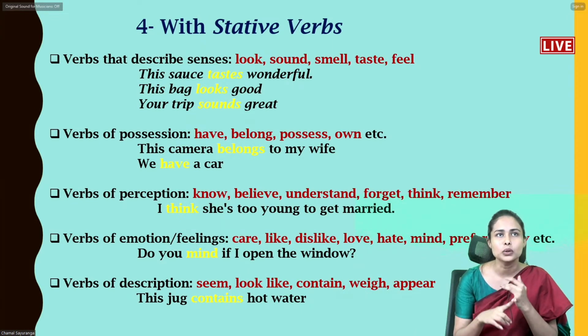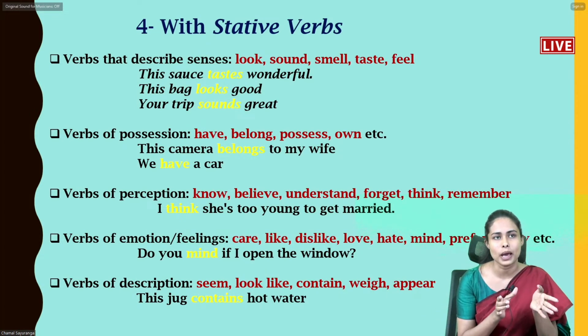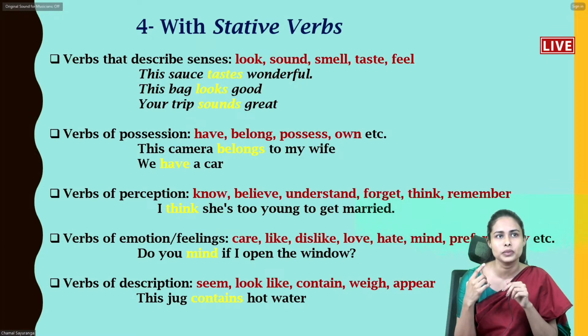Describe verbs like look, sound, smell, taste and feel. This sauce tastes wonderful. This bag looks good. Looks good because the bag, the subject, is singular, therefore you put S: looks good. Your trip sounds great. It sounds great. It is something related to our senses. Therefore it is called a stative verb, right?